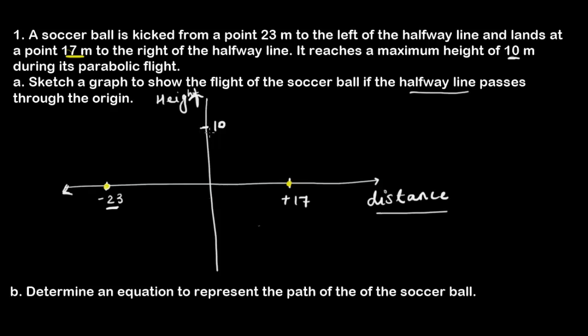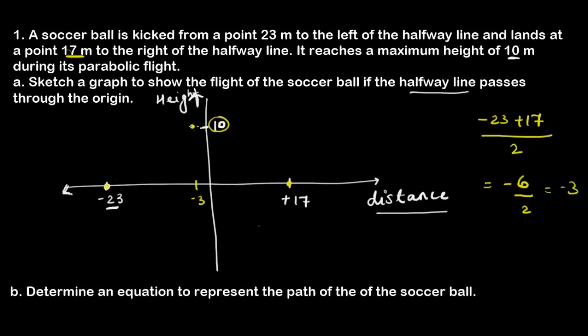We know the maximum height reached by the soccer ball is 10, but we don't know at what distance we will see this height. However, we know one more thing: the distance is going to be right in between negative 23 and 17, because parabolas are symmetrical graphs. So we find the median or average of negative 23 and 17 by adding these two values and dividing by 2, and we get negative 6 divided by 2, which is negative 3. That means at negative 3 distance, the height of the ball is going to be 10 meters.